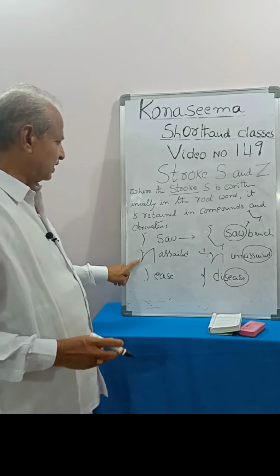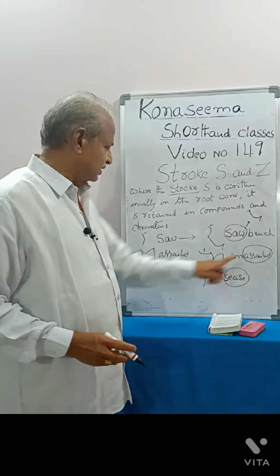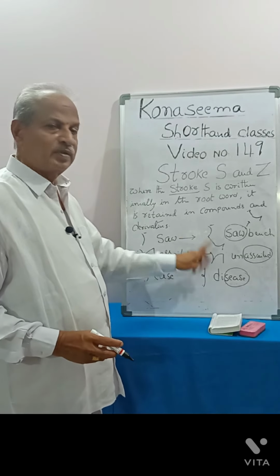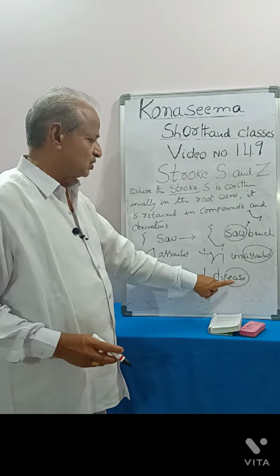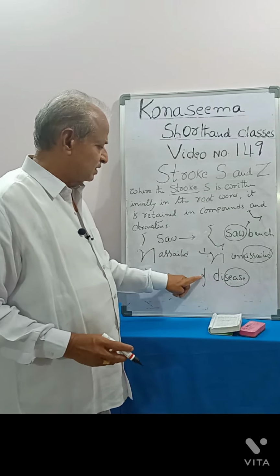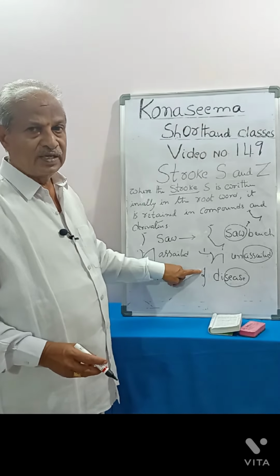Assailed, unassailed. Assailed is to be retained and un is to be added. And then, ceased, disease. Cease is to be retained, the stroke S not the circle S, and D is to be added.